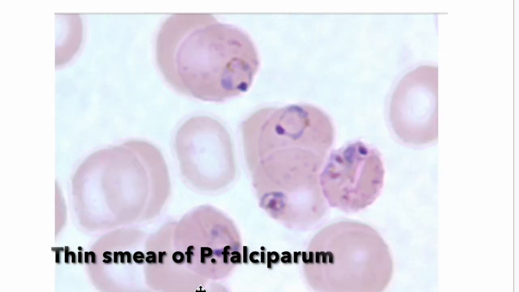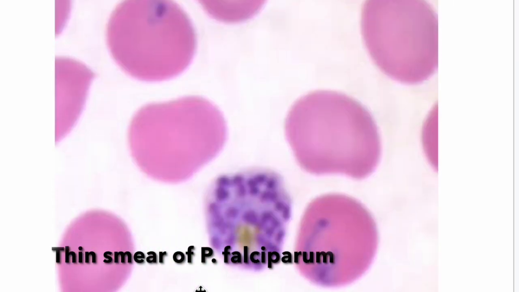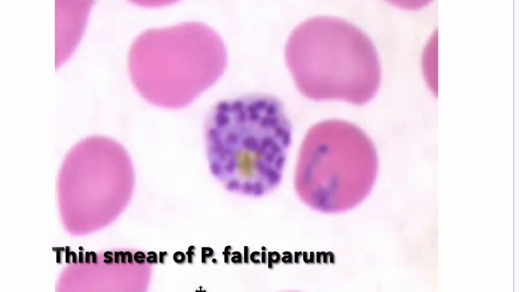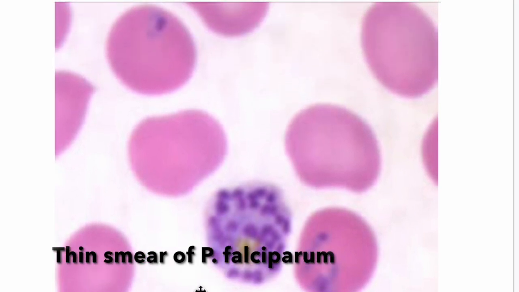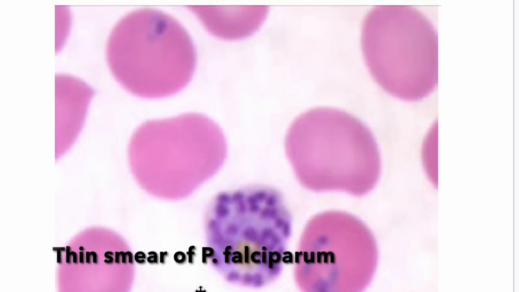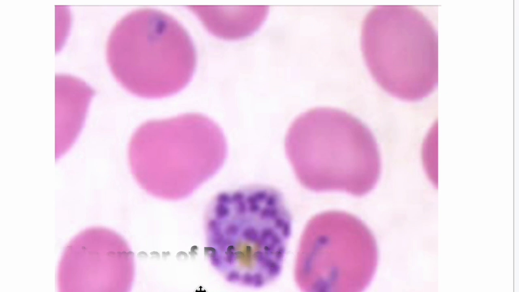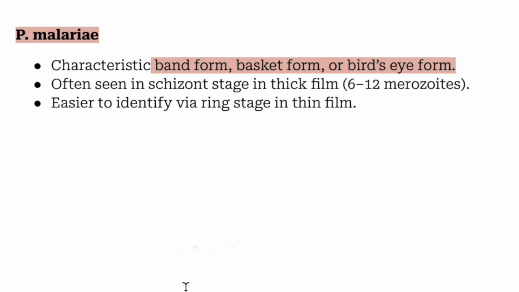So here you see the trophozoite in a thin blood smear. Here's what a schizont would look like for P. falciparum. You can see the multiple nuclei, which are merozoites, lots and lots of merozoites that have developed and are about to burst and infect other red blood cells. With P. falciparum, you can get up to 32 of these merozoites, and so you can see there are lots in that image.